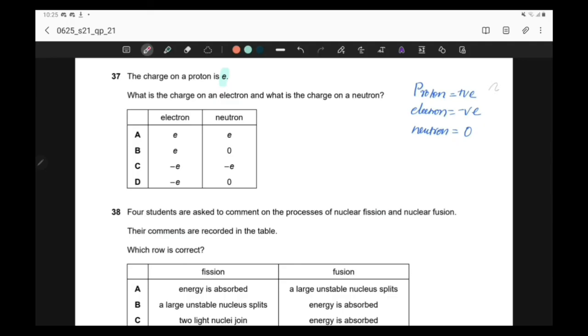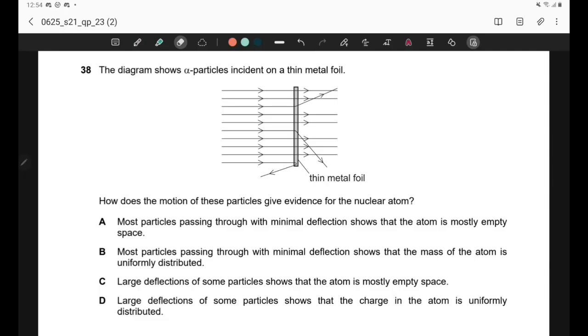So if we represent plus E or simply E, that is a positive E for proton, we can represent negative E for electron. And for neutron, as it has no charge, we can represent as 0. Therefore, option D says these things, that electron will have negative E and neutron will have 0. So the correct answer is option D.